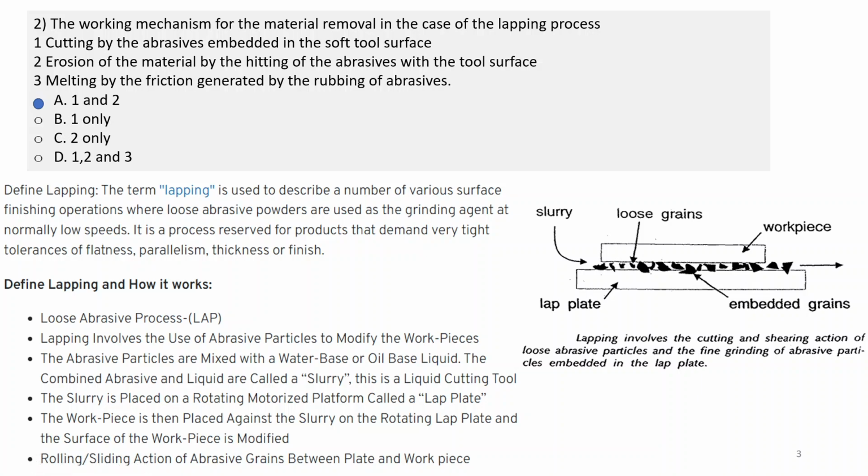Okay, so your workpiece, lap plate and abrasive, these three are shown here. In this, lapping involves the cutting and shearing action of the loose abrasive particles and the fine grinding of abrasive particles embedded in the lap plate. So your workpiece will be moving in this direction, so you will be getting a finishing on this face of the workpiece.